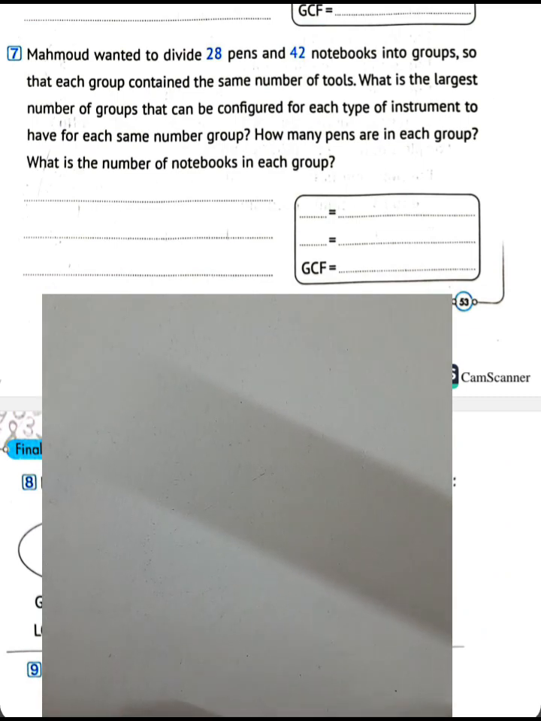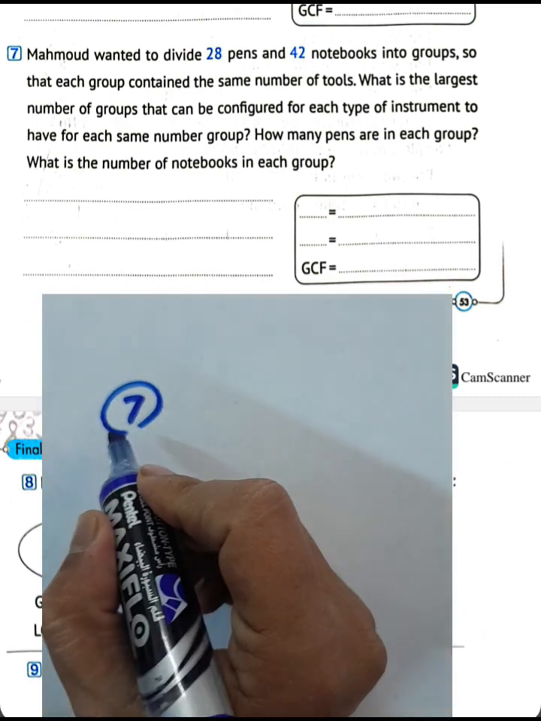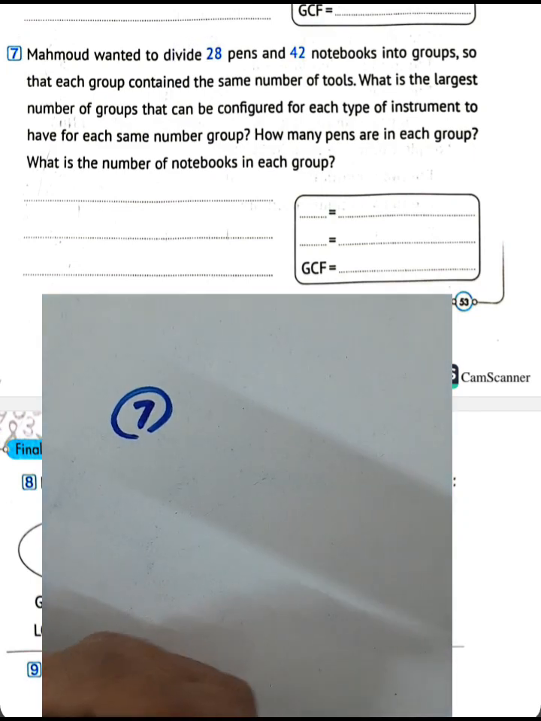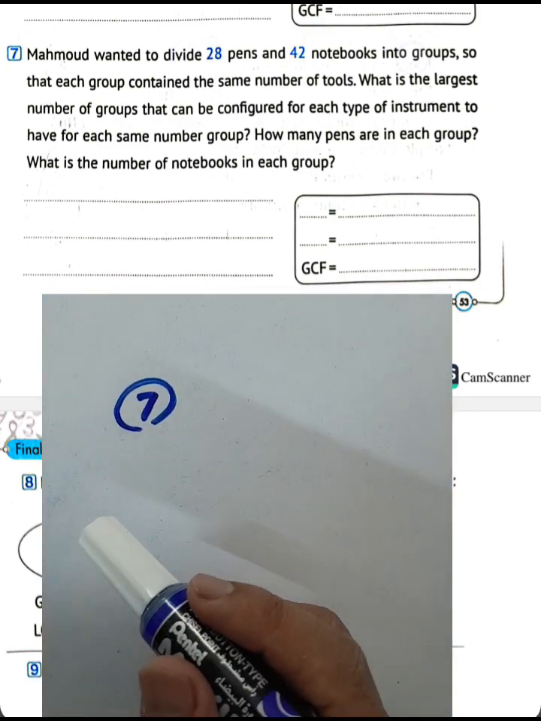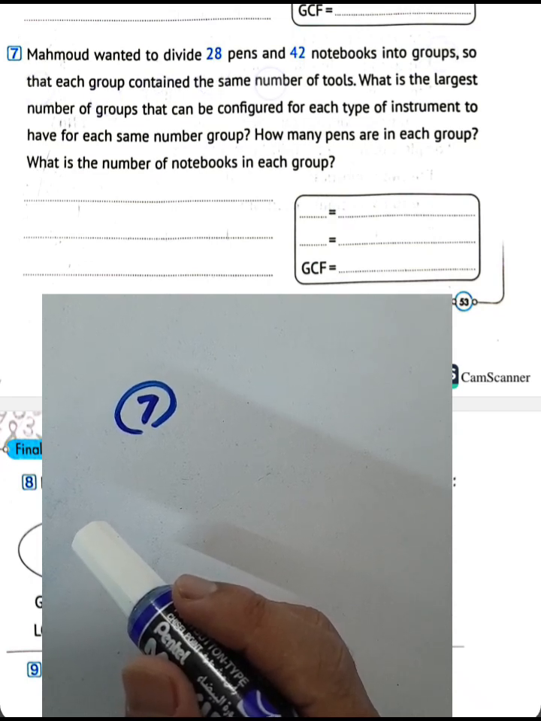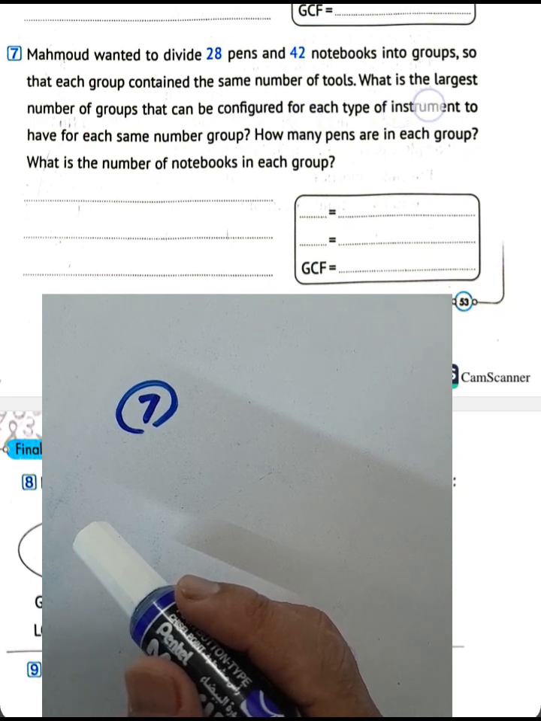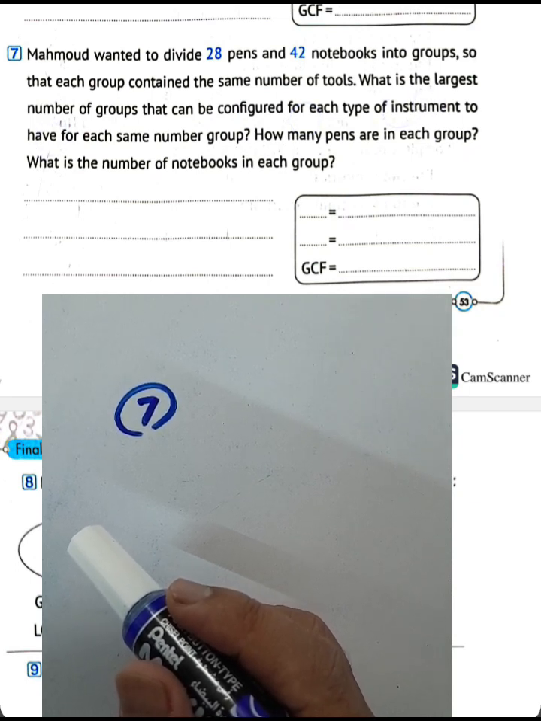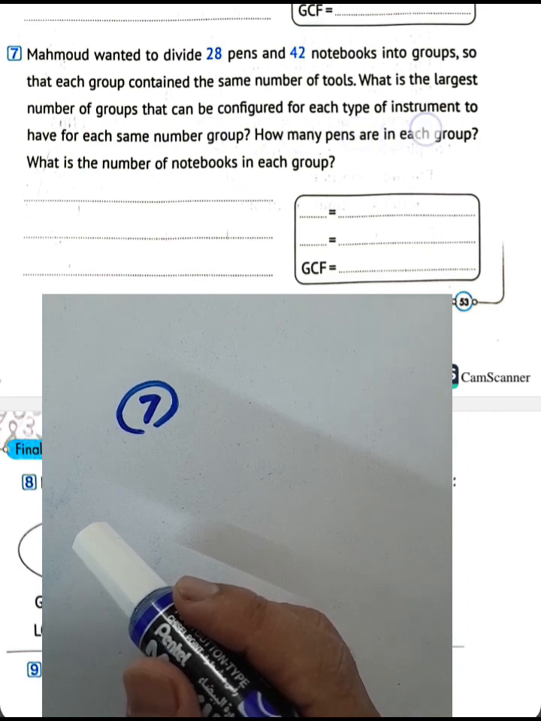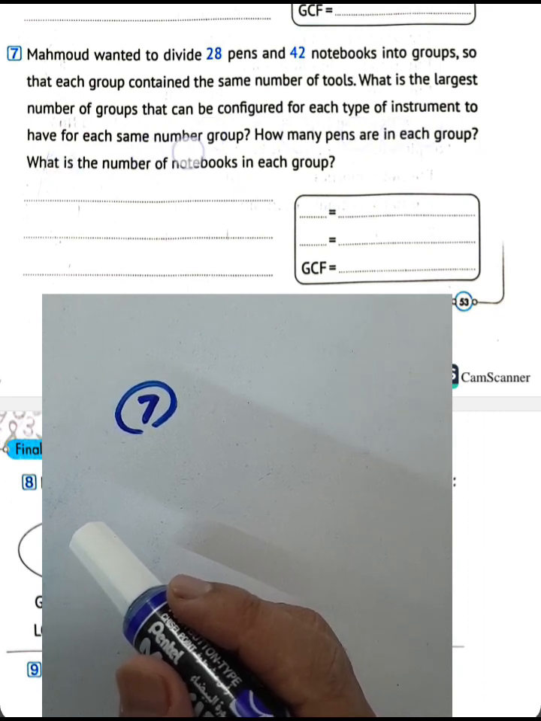Question number 7. Mahmoud wants to divide 28 pens and 42 notebooks into groups so that each group contains the same number of tools. What is the largest number of groups that can be formed for each type of tool to have the same number in each group? How many pens are in each group? And what is the number of notebooks in each group?